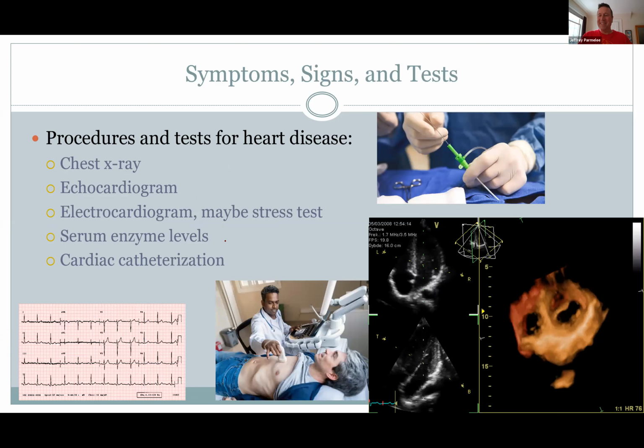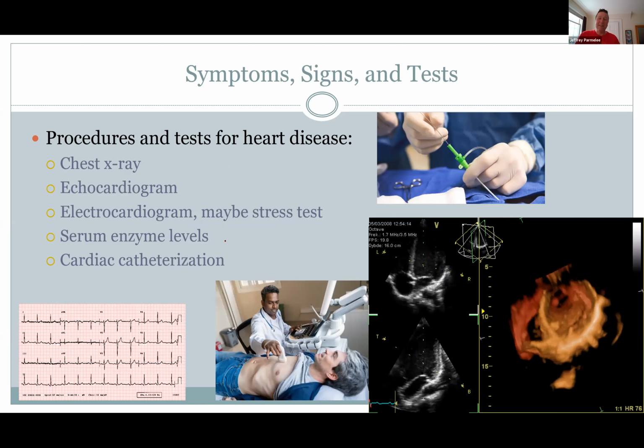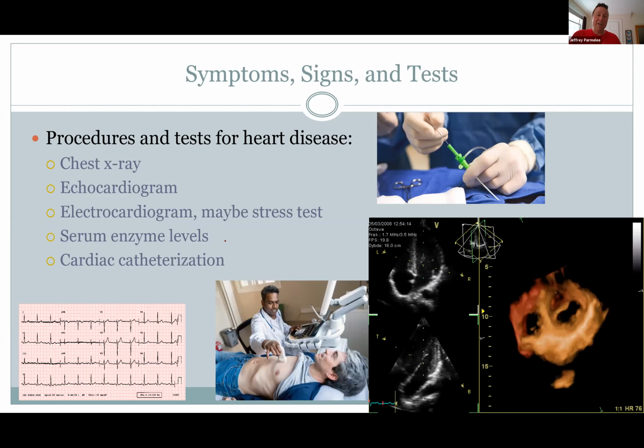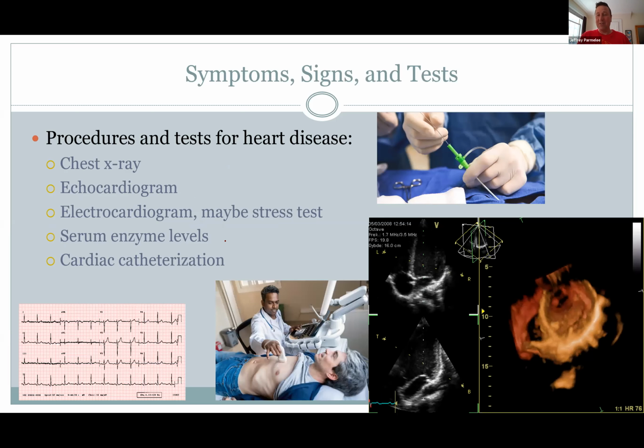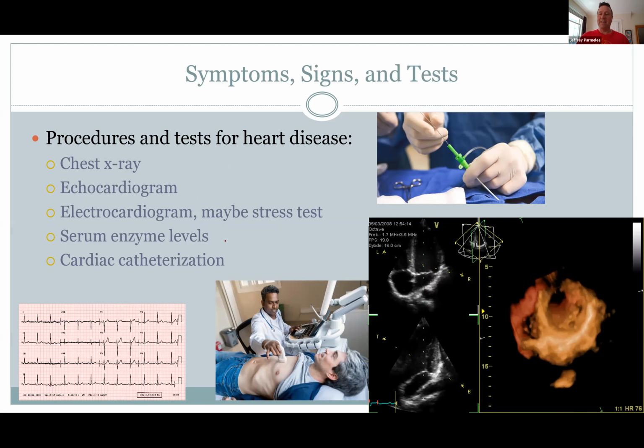Oh, and here are some of the fancier things. These are things that, if you definitely have a heart issue, you want to look a little closer. So you can do a chest X-ray, and we can take a look at the outline of the heart and see if it's enlarged.